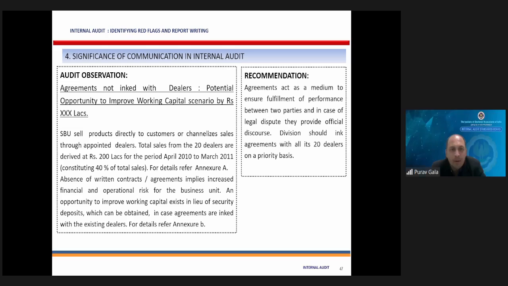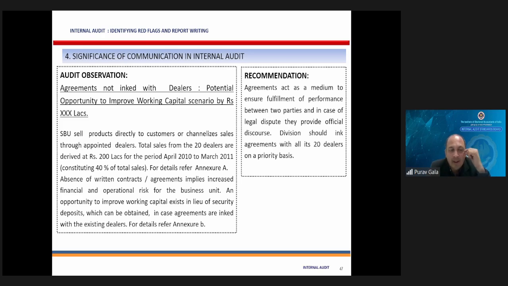Super. So the audit observation typically could be like this. The headline should be itself prompting the reader to look and probe further. Agreements not with dealers. There is a potential opportunity to improve working capital scenario by dash lakhs. If I were the CFO, I'd start, oh, where is it? Let me read. What is it?